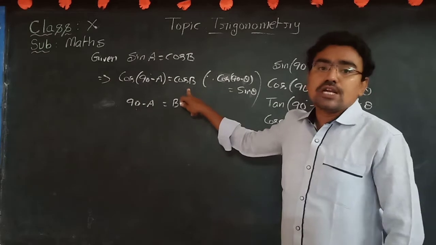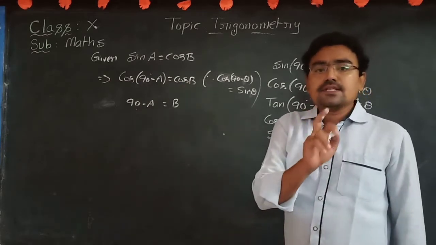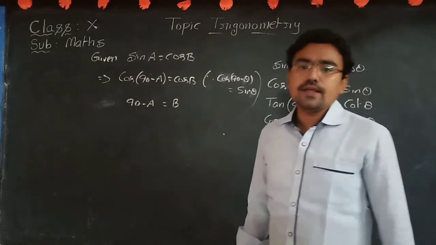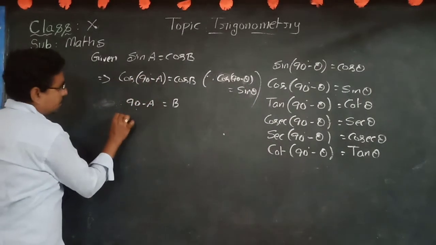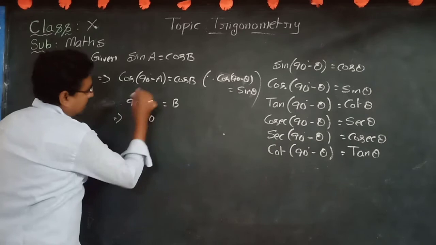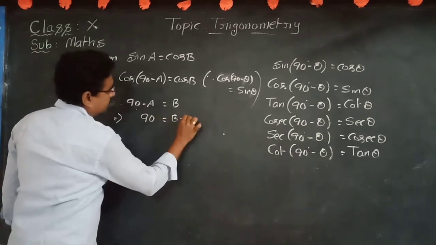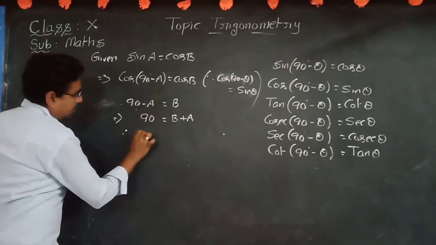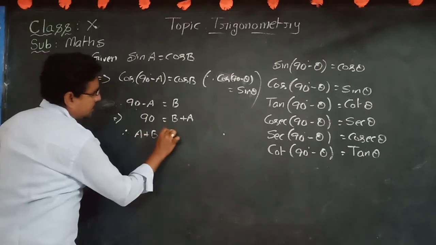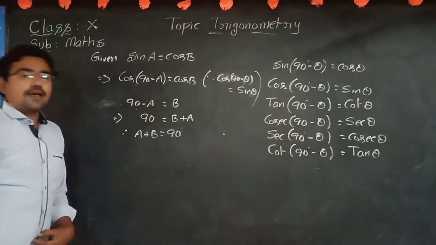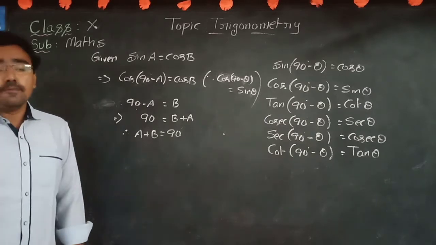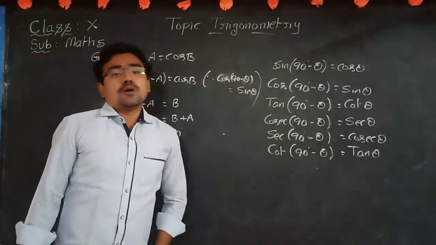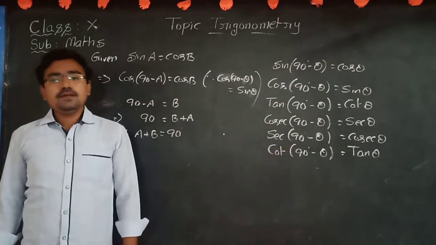Trigonometric ratios are equal means both sides have the same ratio. In this case, you should write that the angles are equal to each other. Therefore, 90 minus A equals B. Transposing A to the right side, B plus A. Therefore A plus B equals 90 degrees. Like this you can do problems, any type of problems, easily by using the trigonometric ratios of complementary angles.